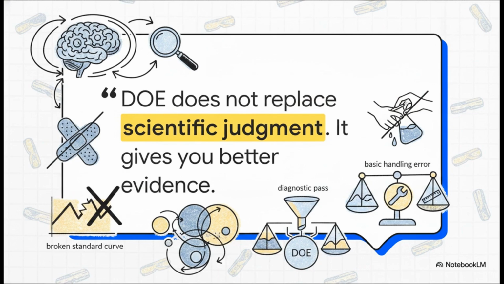There's a really fascinating point in the source material that sums this up perfectly. It says, DOE does not replace scientific judgment. It gives you better evidence when several plausible causes remain on the table. I love that because it brilliantly illustrates that DOE is meant for complex, multivariate problems. It is not some magic band-aid for a broken standard curve, and it definitely won't fix a basic handling error. But once our diagnostic pass has narrowed the field, DOE is the ultimate tool to optimize those competing outcomes, like signal-to-noise versus precision, without just flying blind.